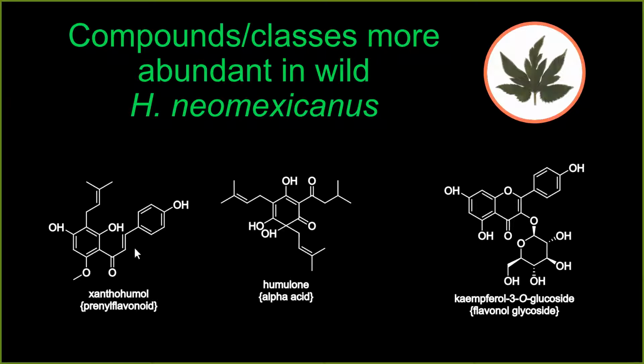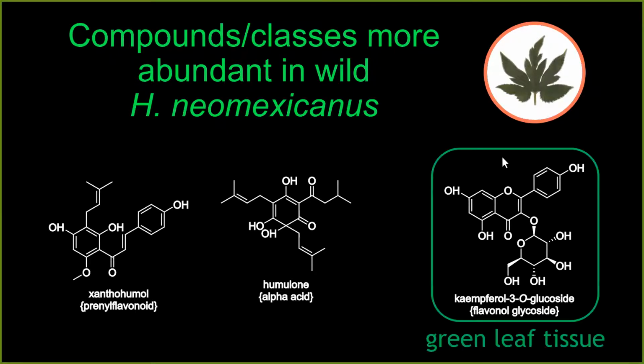And in addition to their uses to humans, these compounds are also protective of the plant. So these compounds are thought to protect against herbivory, so insects eating the leaves. And these compounds may have activity against fungal infections to the leaves. So these compounds are important to the plants as well. So these 3 compound classes were higher in our wild hop leaves.